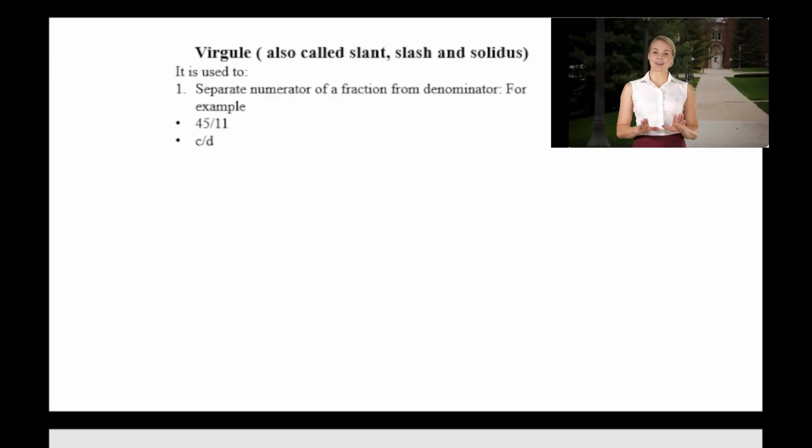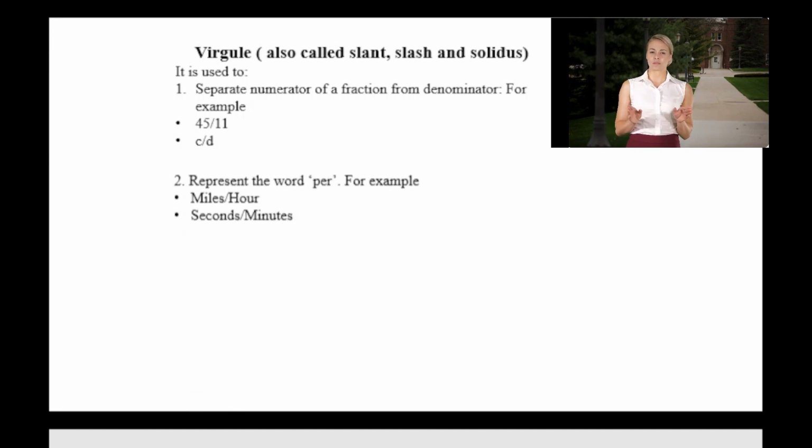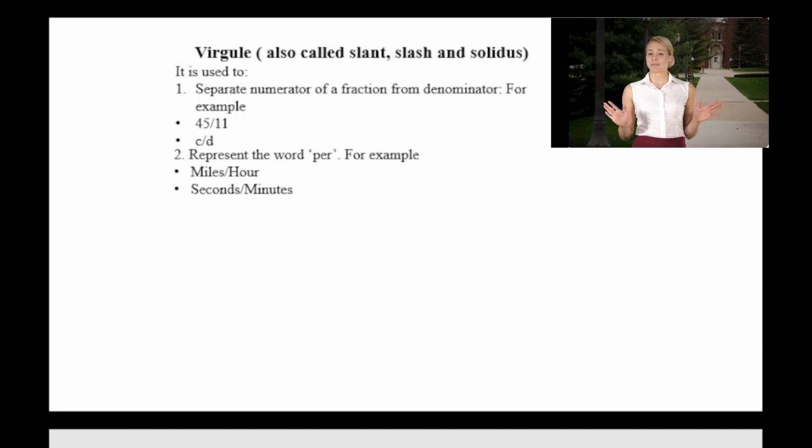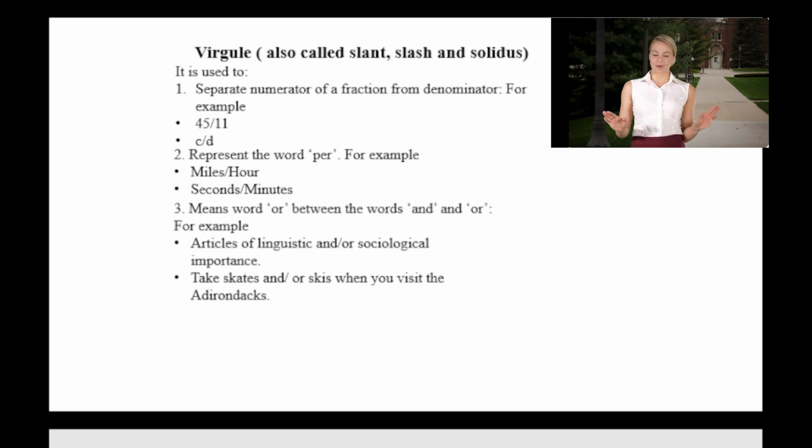Virgule, also called slant, slash and solidus. It is used to, one, separate the numerator of a fraction from the denominator. For example, 4/5, 1/1. Two, represent the word per. For example, miles/hour, seconds/minutes. Three, mean the word or, between the words and or. For example, articles of linguistic and/or sociological importance. Take skates and/or skis when you visit the Adirondacks.